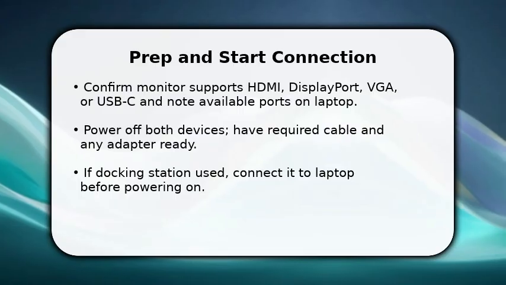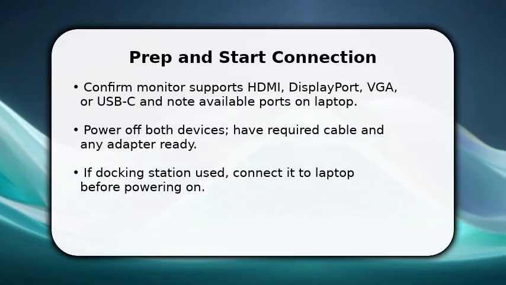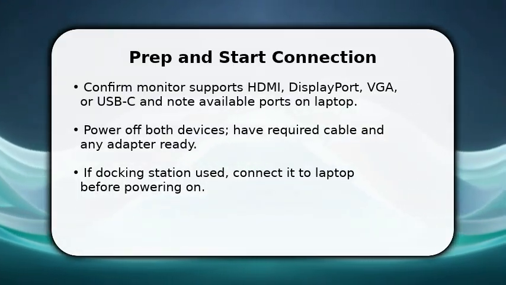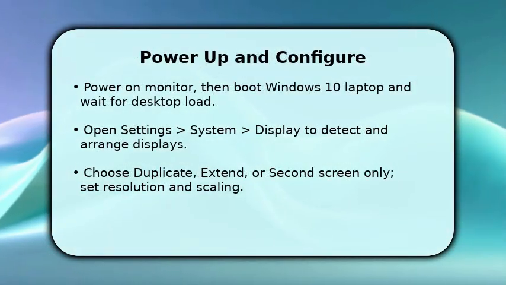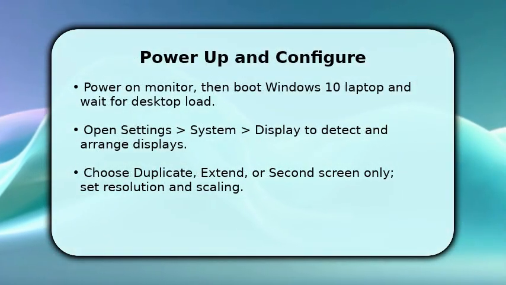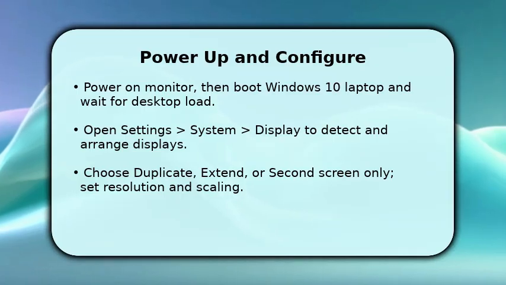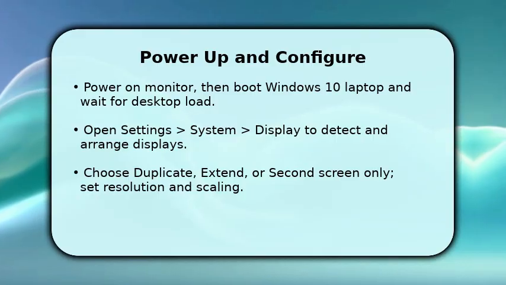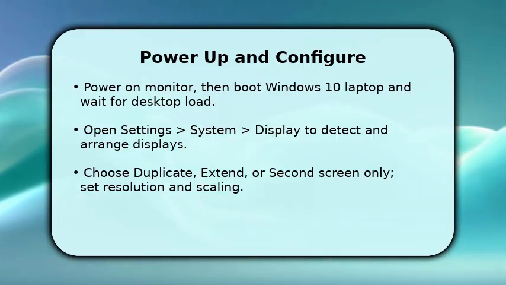Make sure the monitor input source is set to the port you used, and keep the laptop closed or open as you prefer for detection. Once done powering both devices, boot the laptop and let Windows reach the desktop so it can enumerate displays. Use Settings then System then Display to click Detect if the monitor doesn't appear automatically.